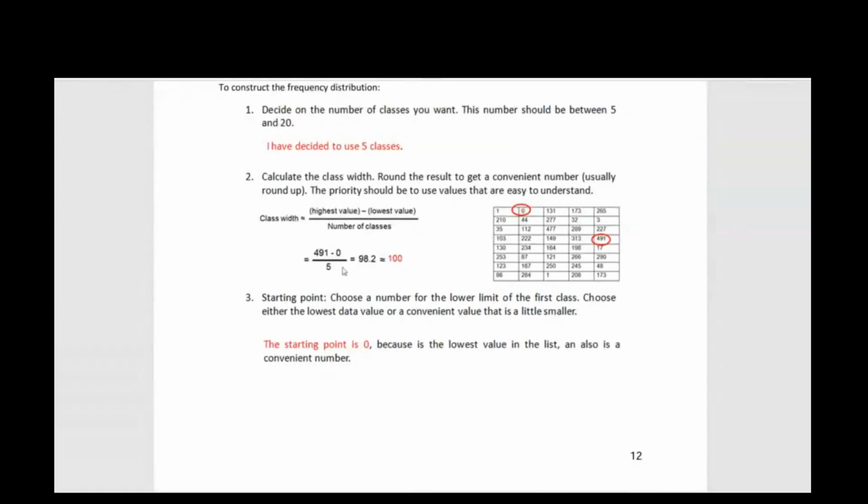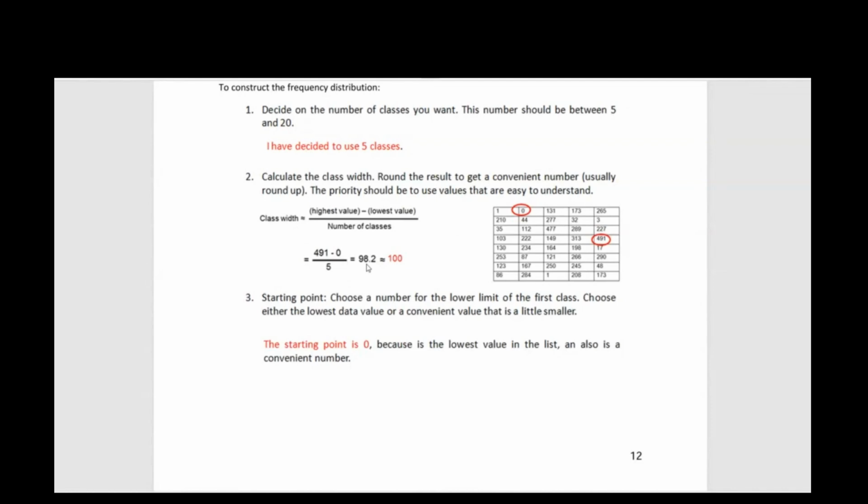When I do the calculation, I get that the class width is 98.2. So I decide to round this up to 100. Right? 100 is a convenient number. You could also round it to 99, but it's going to be a little bit more difficult in terms of the limits of the different classes. So I just round it to 100. It should not make a big difference.